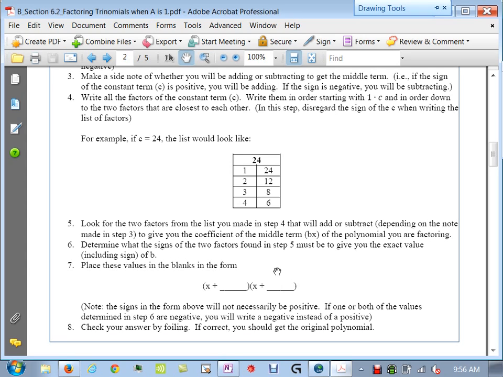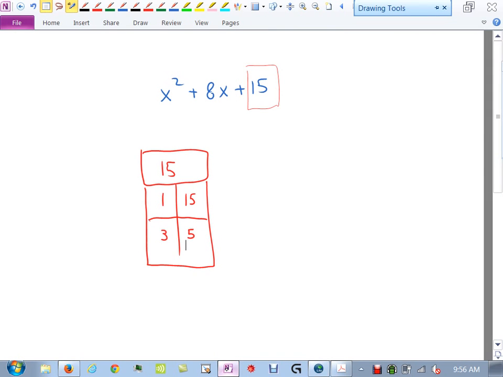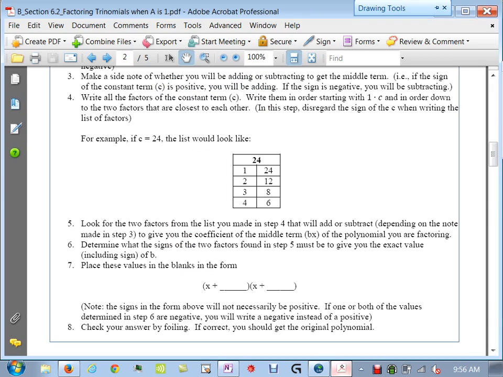I don't think this is a good example. Let me move back to this. What were we trying to get as our middle term here? 8x, right? And we said we want to add here. So which of these add up to be 8? Well, 1 and 15 add up to be 16, but 3 and 5 add up to be 8. So we would identify those two as our numbers. All right?